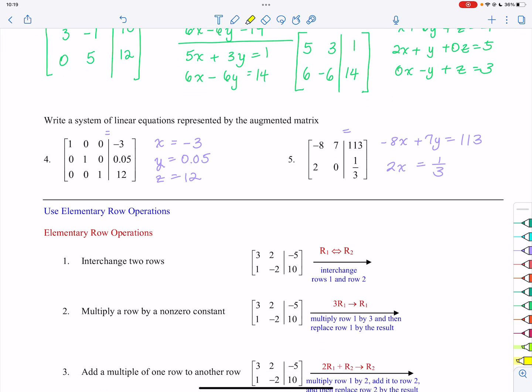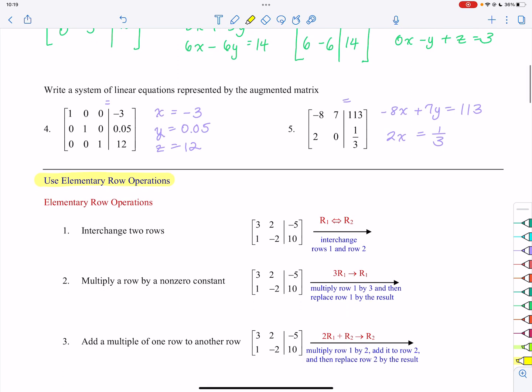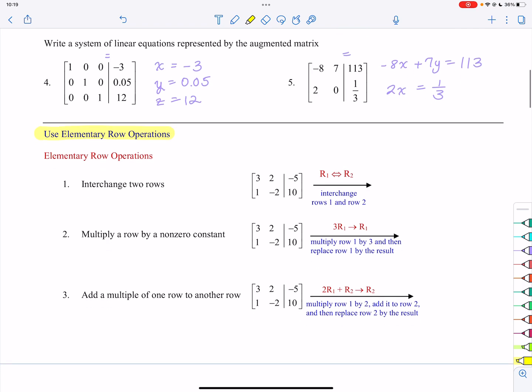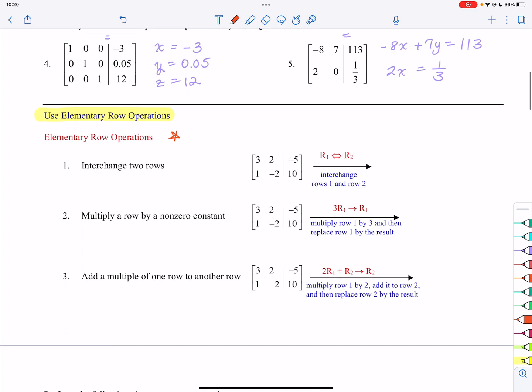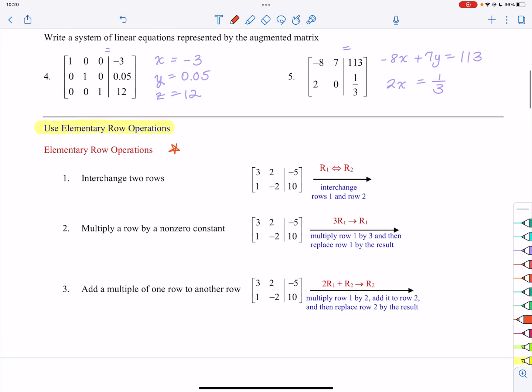Now let's begin with some row operations. What can we do with these rows in our matrices? These row operations are operations that are allowed, and they don't change the solutions of the system. So all of these are operations that are allowed. What are we allowed to do?